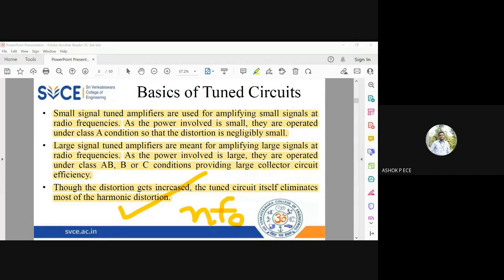So any queries, if you have, you can put up. We are still into the basics, so we are just discussing the basics of tuned amplifiers. We have not got into single tuned amplifiers. Okay, we have just seen what is a tuned circuit or how a tuned circuit works and what is the behavior of the tuned circuit for frequencies. We have seen all those things. So any queries, if you have, you can ask.